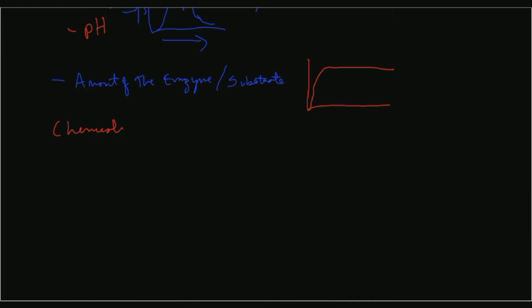So chemicals. There are a couple of types of chemicals that affect the rate of reaction, and some of these are called inhibitors. Inhibitors destroy some of the functional groups on the enzyme, and then it renders the enzyme useless. So it destroys functional groups, and the enzyme is useless.